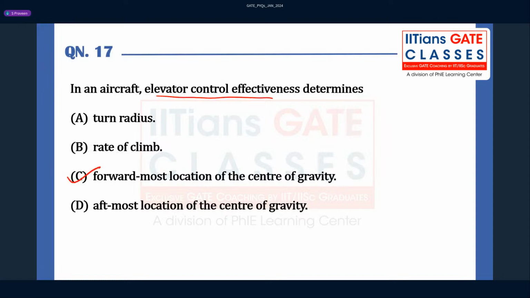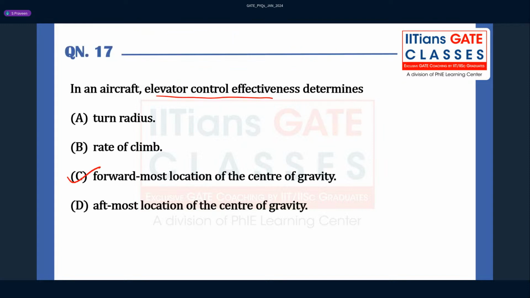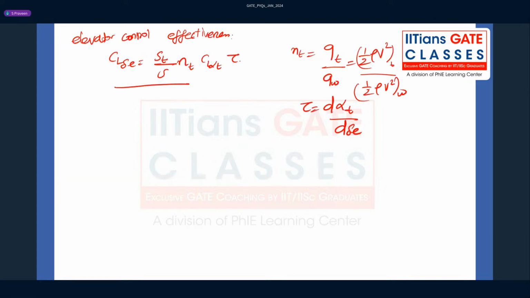Nelson or in Parkinson Hedge, there is a big derivation that precedes this, and once the derivation is done, you will come to the conclusion that this term has a dependence on this xcg bar, which we discussed in the last session. So hence we can just say that this elevator control effectiveness basically determines the forwardmost location of the center of gravity. Okay. So again, because I can't do the whole derivation because of time constraints, I'll give you the lead.